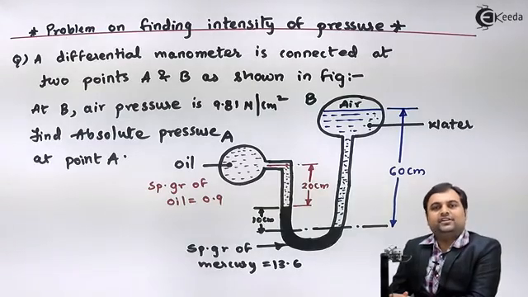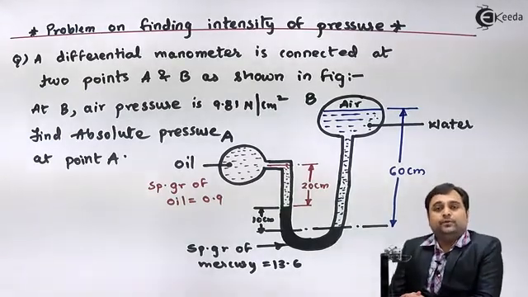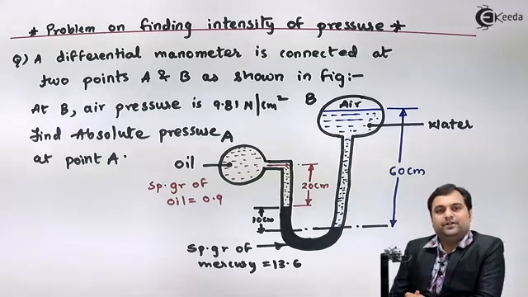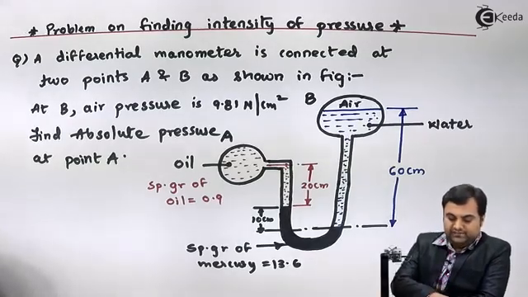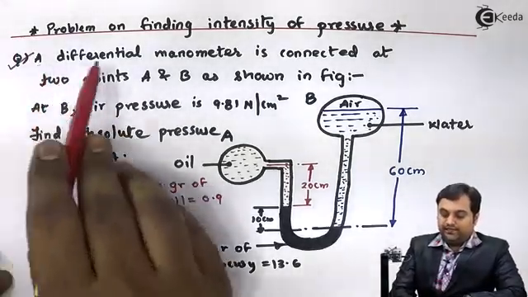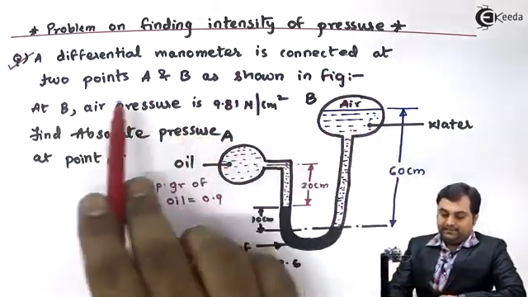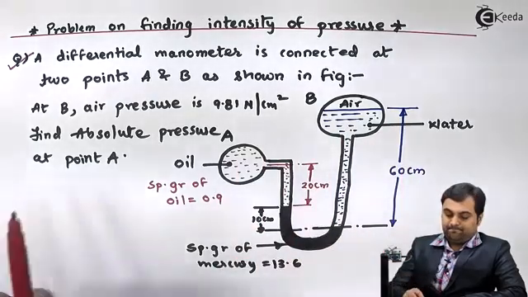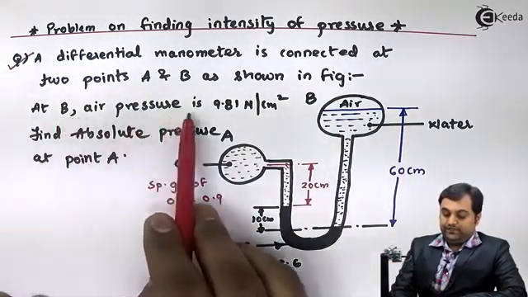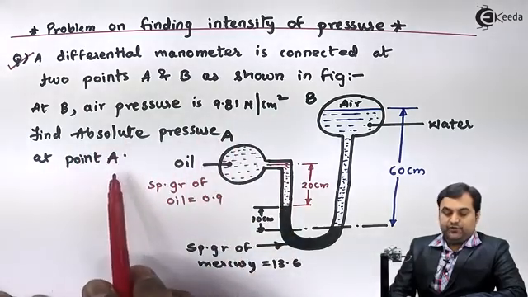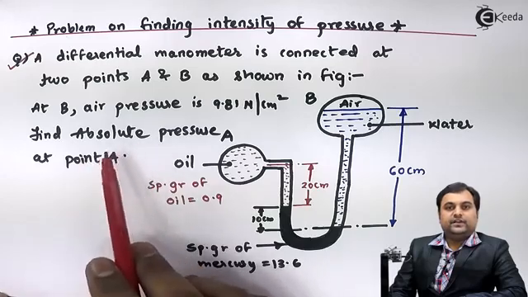Hello friends, here in this video we will see a problem on how to calculate the pressure at a point in a pipeline by using differential manometer. So for that we have a problem here. A differential manometer is connected at 2 points A and B as shown in figure. The diagram is given. At point B, the air pressure is 9.81 Newton per centimeter square. Find absolute pressure of point A. So this is the question which we have.